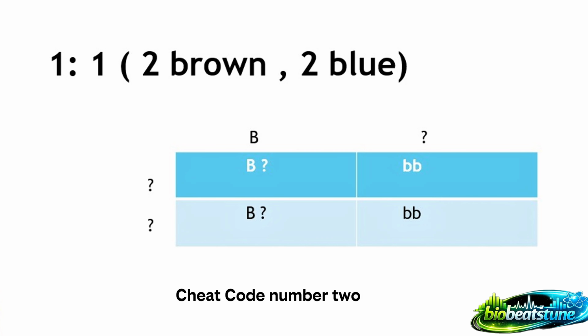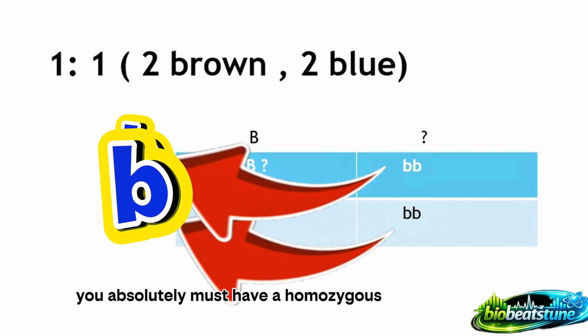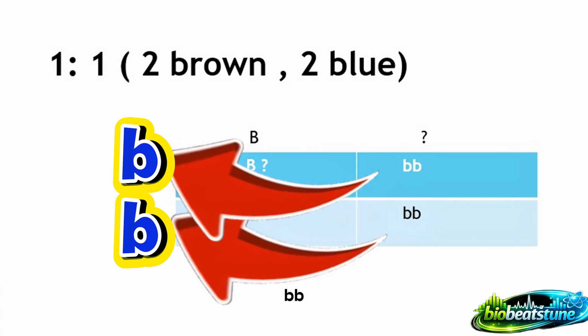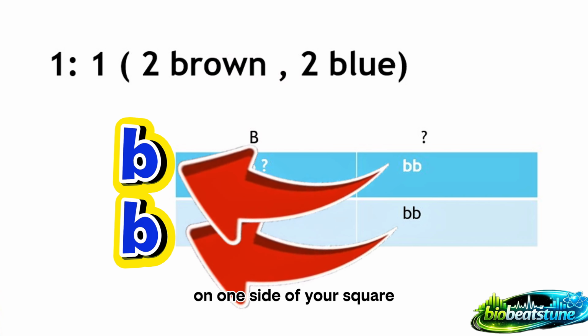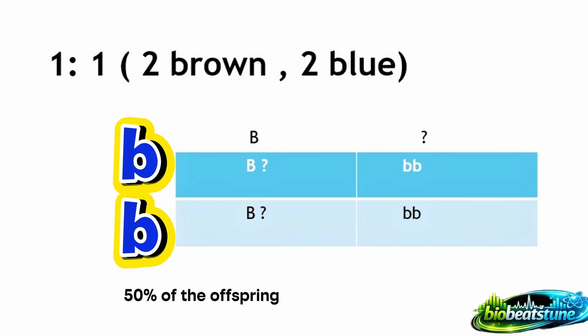Cheat code number 2. The 1-1 phenotypic ratio. What if the question states that the offspring show a 1-1 ratio, or a 50-50 split between the dominant and recessive phenotypes? Let's think like a detective. To get 50% recessive offspring, lowercase b, lowercase b, you absolutely must have a homozygous recessive parent, lowercase b, lowercase b, on one side of your square. But if the other 50% of the offspring show the dominant trait, the other parent must have a dominant allele, capital B.